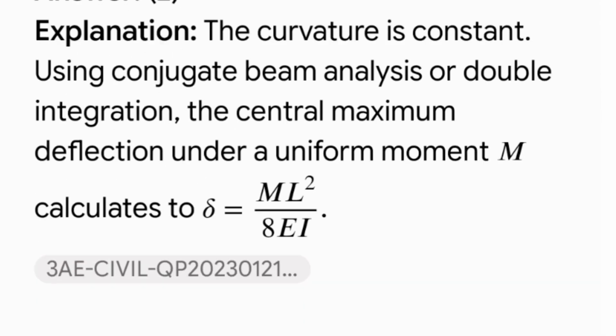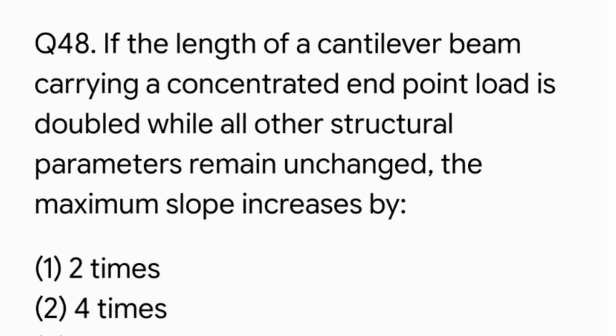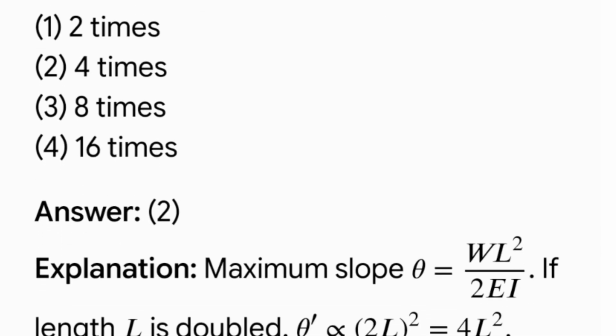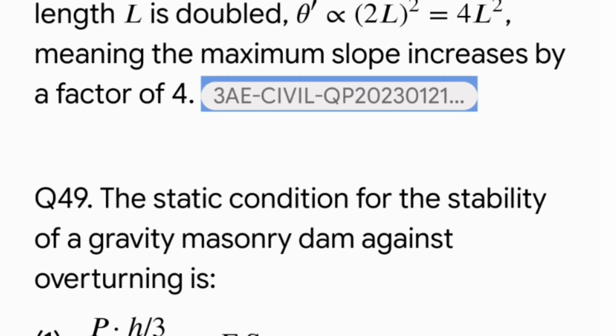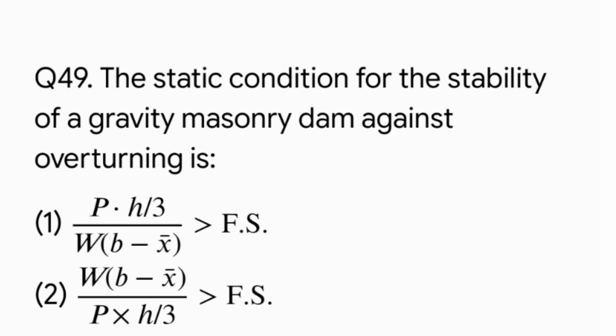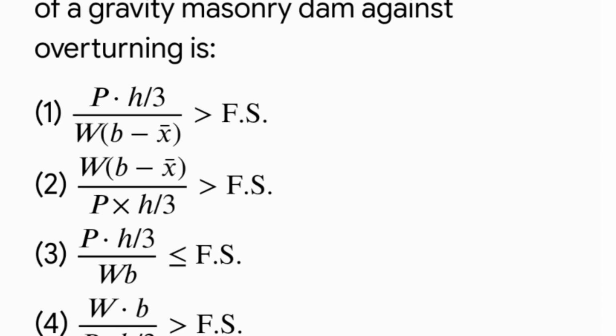Next question. If the length of a cantilever beam carrying a concentrated point load is doubled while all the other structural parameters remain unchanged, the maximum slope increases by. Correct answer option 2, 4 times. Next question. The static condition for stability of a gravity masonry dam against overturning is. Correct answer option 2, W into (B minus x bar) by P into H by 3 is greater than factor of safety.